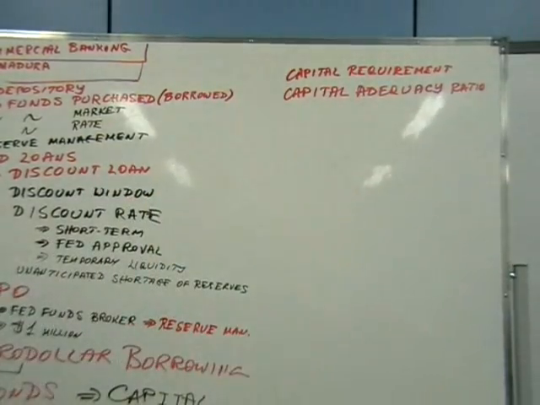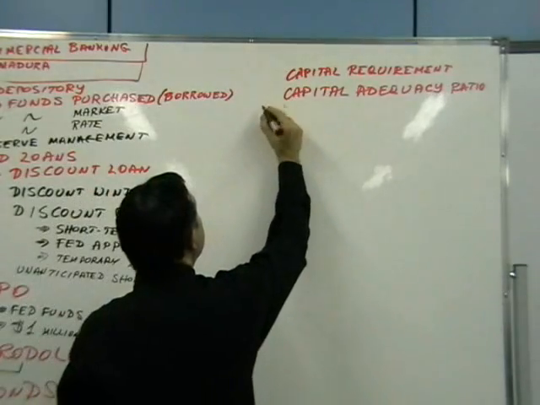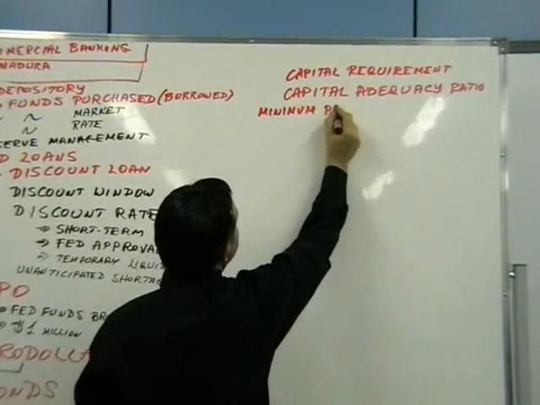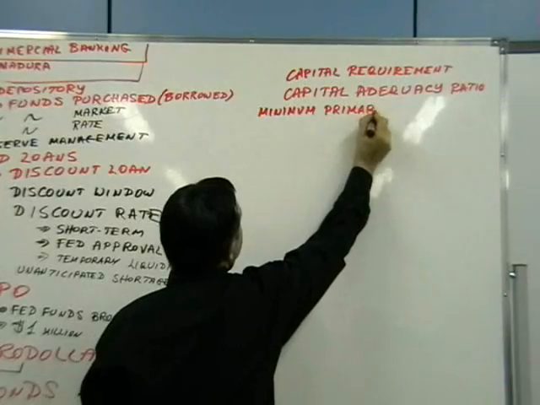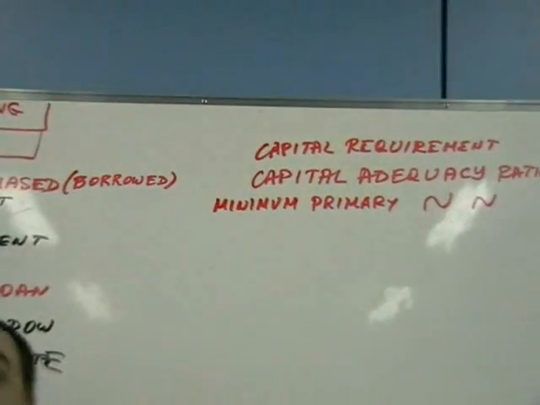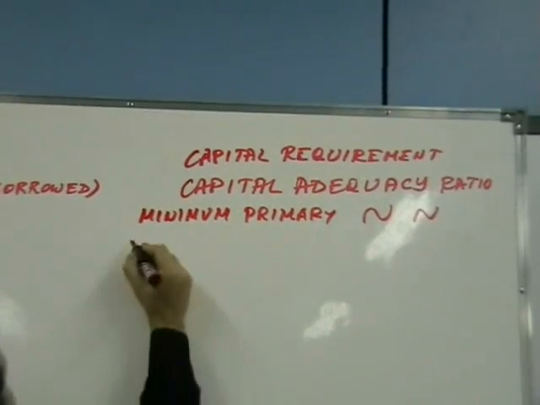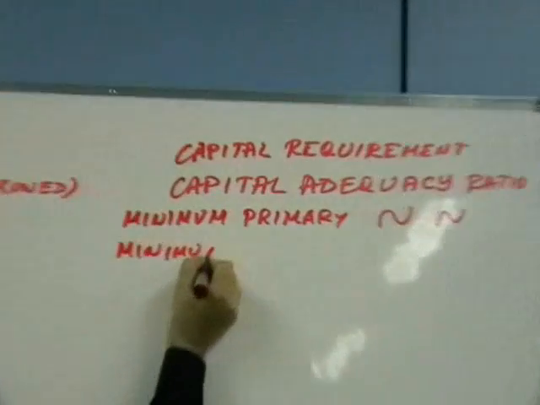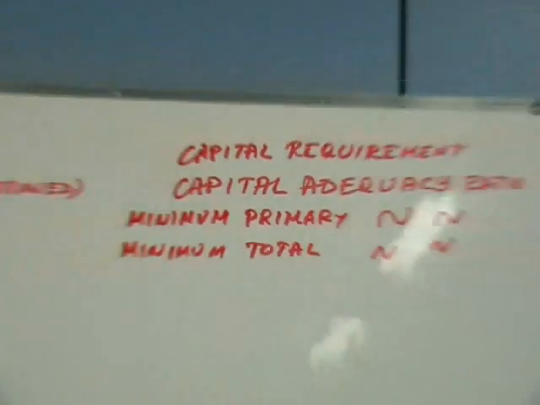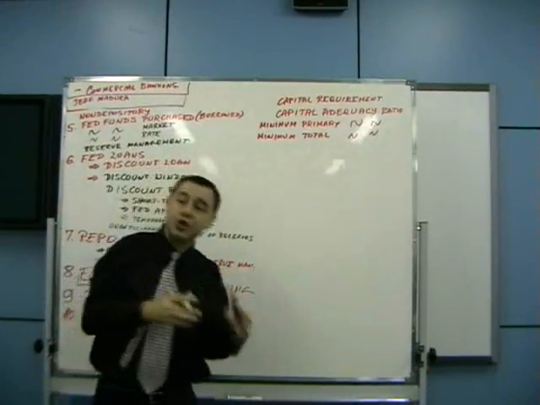So let's see what else we have. So we have minimum primary capital requirements. Minimum primary capital requirements is essentially that capital adequacy that I was talking about. And then there is minimum total capital requirements. And these will vary from regulator to regulator, from Bulgaria to Europe to the US.